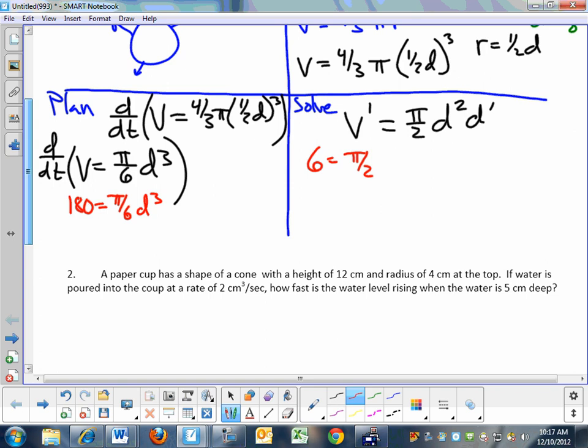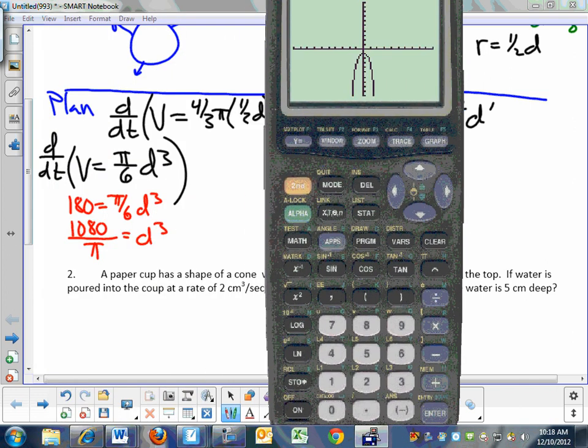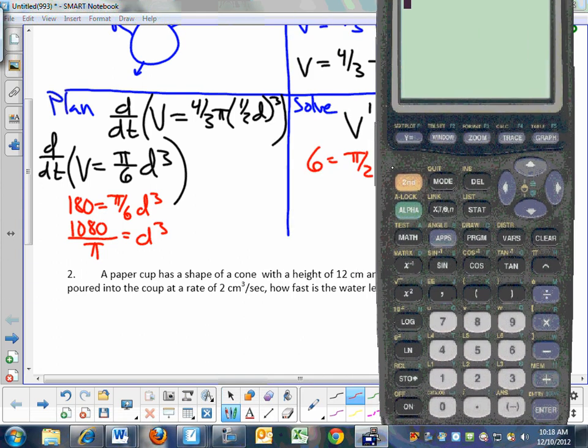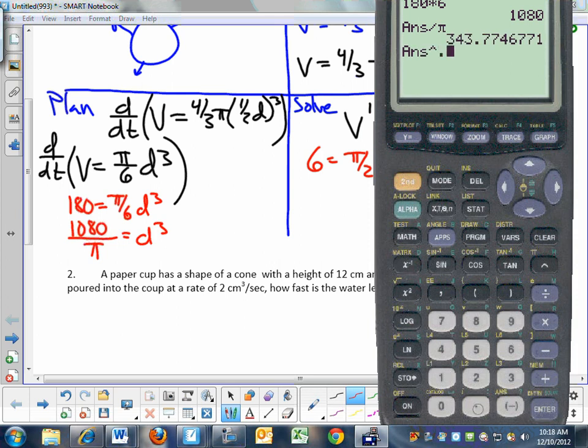We set it up like this, but no, we did not take any derivatives last year. 360 times 3. I think it's 1080. So let's work out our arithmetic here. I think that's right. 180 times 6, was that 1080? Yeah. Okay. Divided by pi. And then we're going to take that answer to the 0.33 power, which is the cubed root. And I get 7.01.